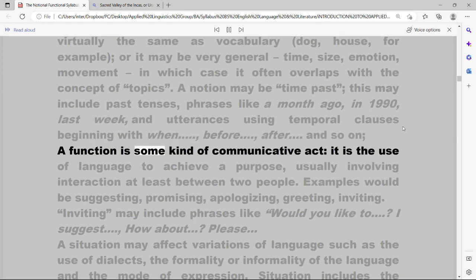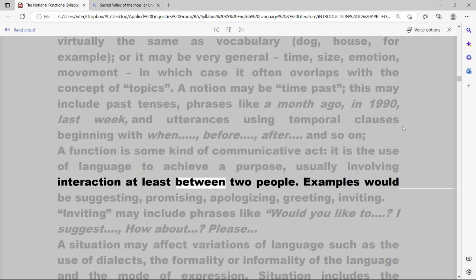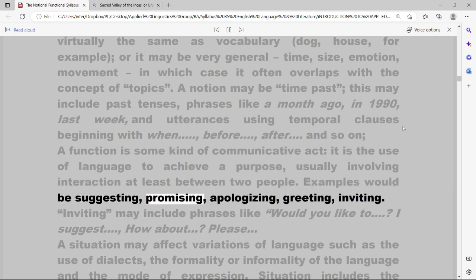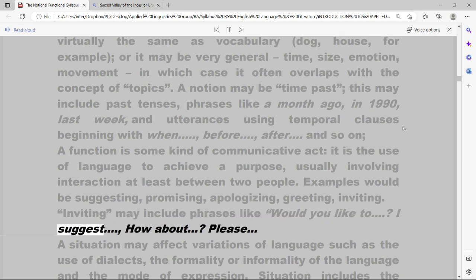A function is some kind of communicative act. It is the use of language to achieve a purpose, usually involving interaction at least between two people. Examples would be suggesting, promising, apologizing, greeting, inviting. Inviting may include phrases like, would you like to? I suggest, how about? Please.